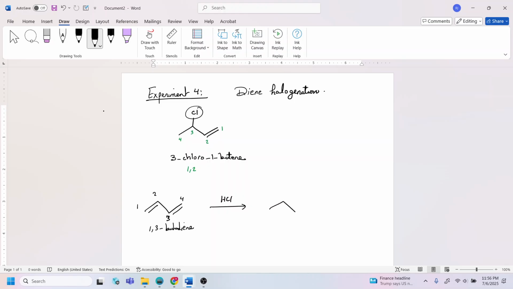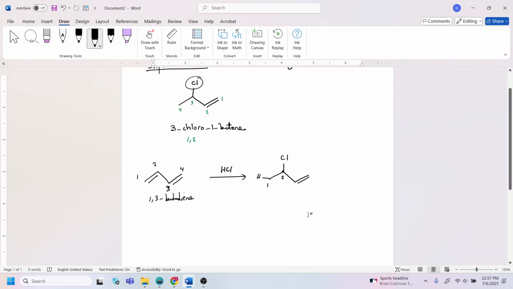We're going to get the 1,2 product where the hydrogen is added to carbon number 1. The chlorine will be added to carbon number 2 by Markovnikov. You're still going to have the double bond between carbons 3 and 4. This is the product that we want to make. We want to make the 1,2 product, which is the kinetic product, and the kinetic product happens without heat.